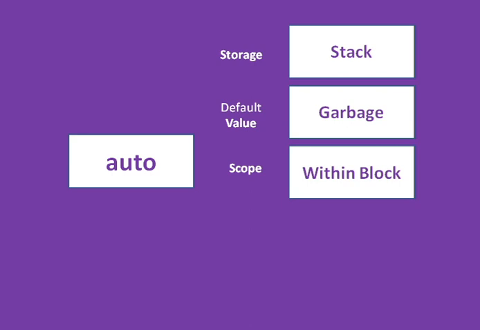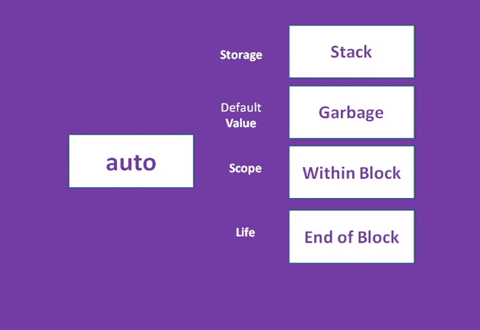Its scope is within the block where the variable was declared. From the starting brace to the ending brace is called a block, and only in that block can we access that variable. The lifetime of the auto storage class is the end of the block. You declare it at the start of the block and it lives up to the end of the block. After that it is dead.